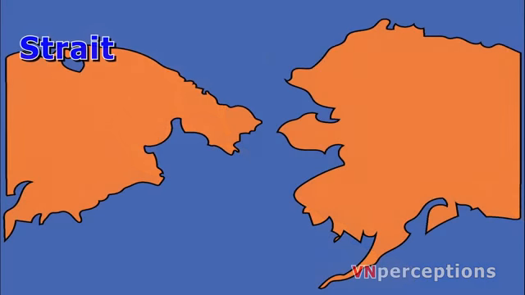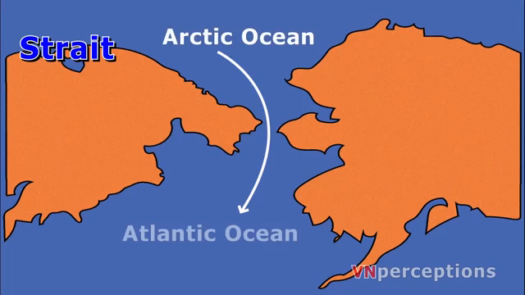Well, what is a strait? A strait is a naturally formed, narrow, typically navigable waterway that connects two larger bodies of water. Most commonly, it is a channel of water that lies between two land masses.